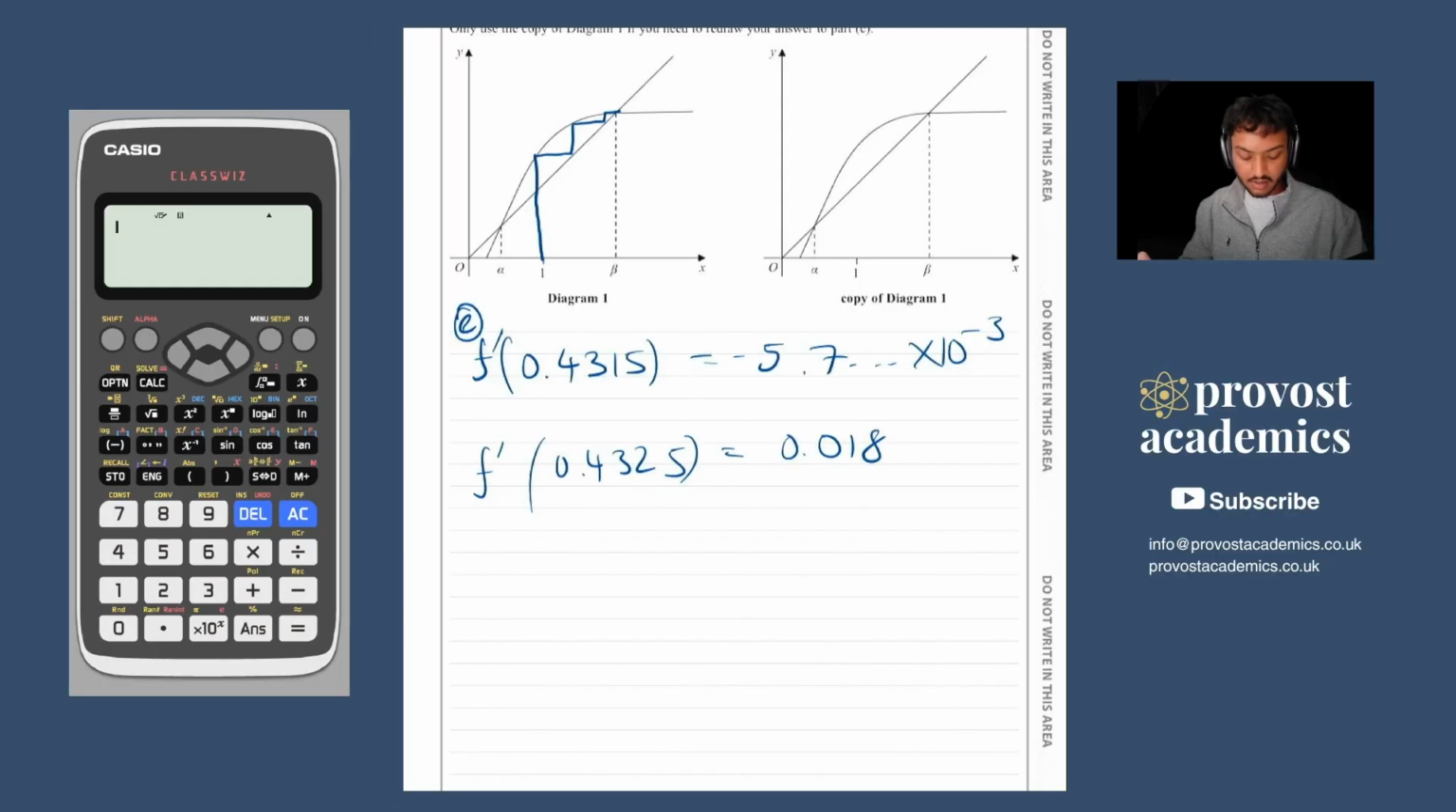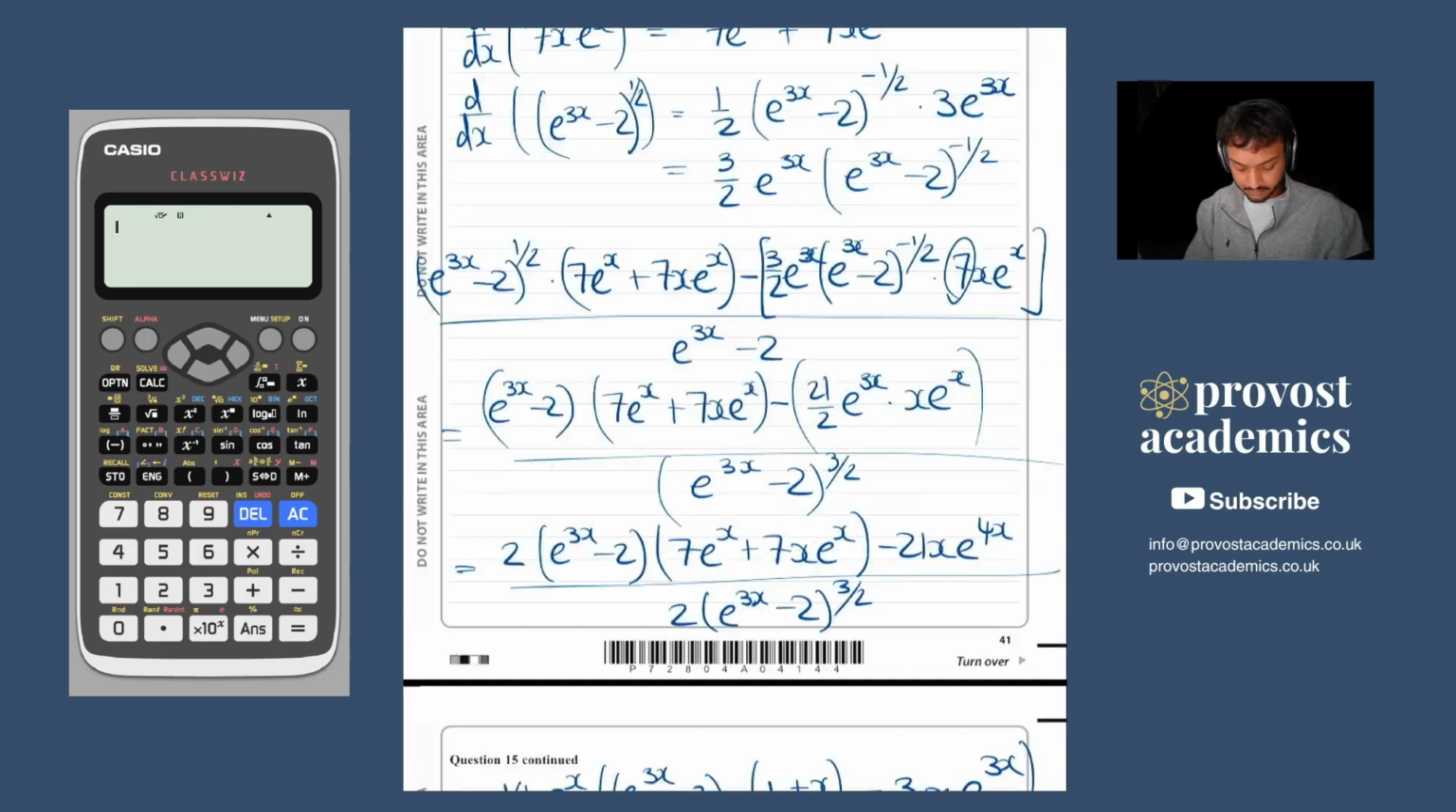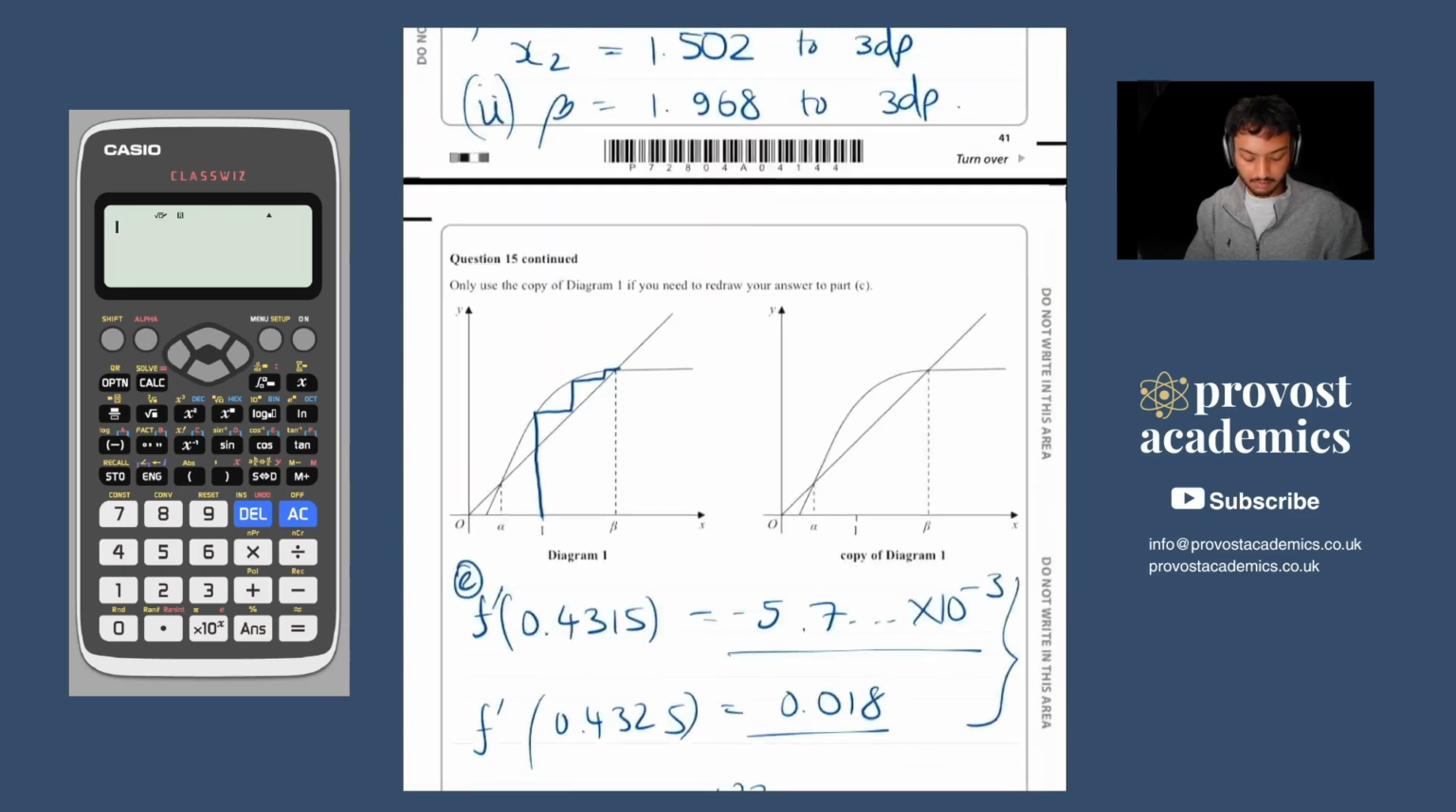So now you can see I've got the answers for the 2 limits, if you will, or 2 ranges. And you can clearly see that one is a negative and one's a positive. That means clearly there has been a change of sign, and because we subbed it into the derivative, it also proved that we have a continuous function. So therefore we can say confidently that alpha equals 0.432. Yeah, 0.432, right? Yeah, that's it, to 3dp.